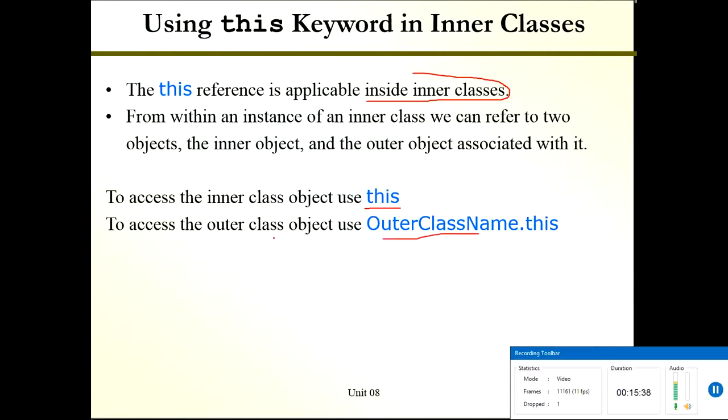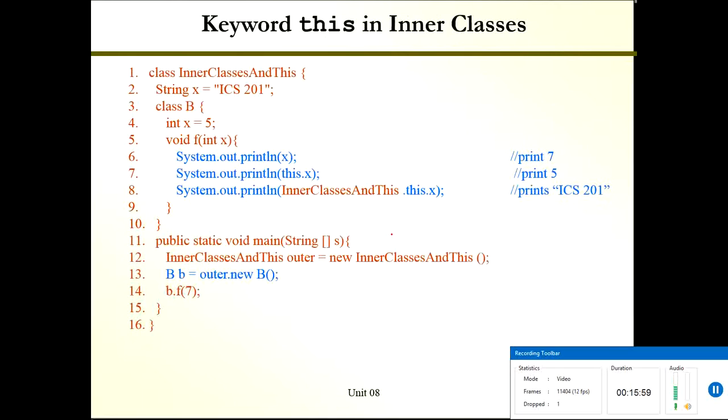So inside the inner class, we can use the this keyword. Now, if we want to access any inner class object, we simply use the keyword this. But if we want to access any object which belongs to the outer class, we can refer to it by the name of the outer class dot this keyword. So let's look at this example using this keyword. Now this is a class. The class has one instance variable which is of string type and we have already initialized it.